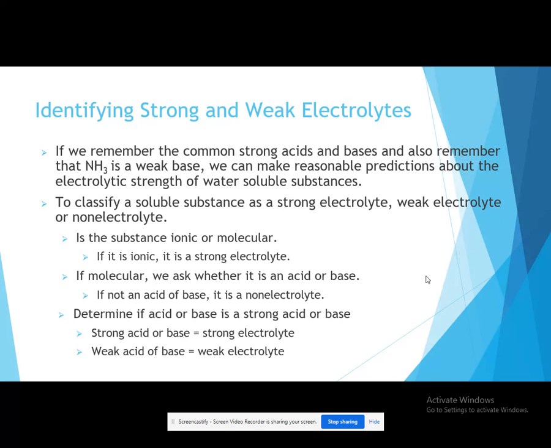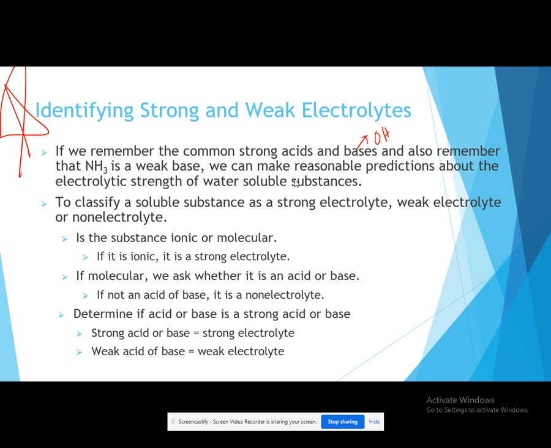So how do we identify them? This is your most important slide, if I had to say anything, because this is the slide that's going to help you with your homework the most, because there are systematic questions that you can ask yourself to get to the answer. So if you remember the common strong acids and bases, and also remember that NH3 is a weak base, we can make reasonable predictions about electrolytic strength of water-soluble molecules. So again, you have to know if something's an acid or a base. Now remember, most bases have hydroxide in them, and most acids begin with H.